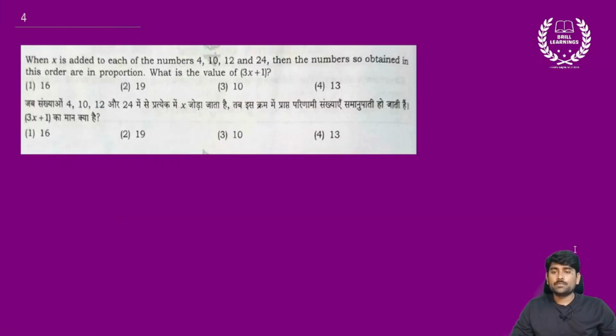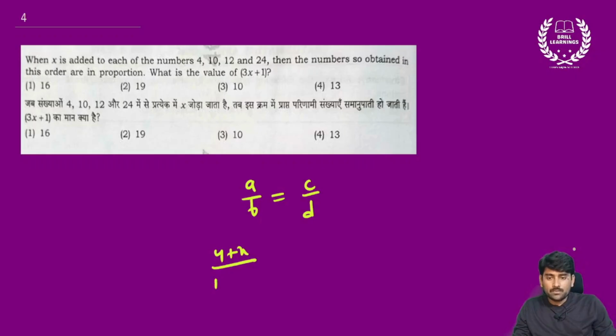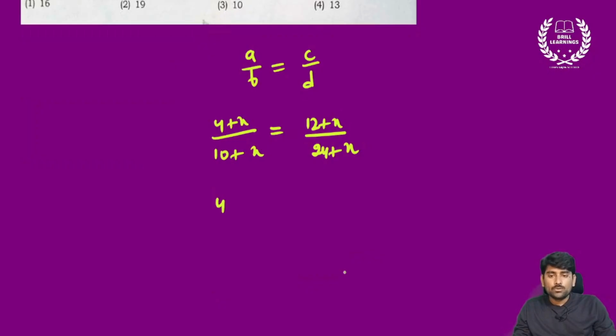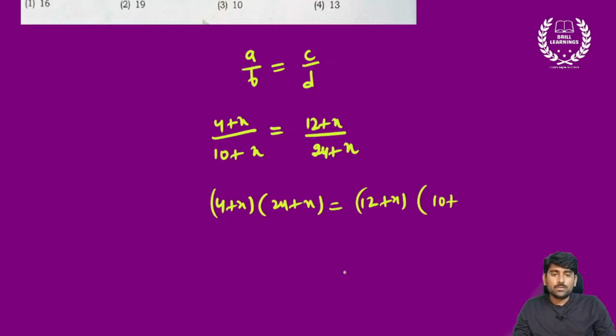X is added to each of the numbers 4, 10, 12 and 24. Then the numbers so obtained in this order are in proportion. Here they have given a proportionality question. So if 4 numbers A, B, C, D are in proportion, that means I can write it as A by B is equal to C by D. So likewise. And here X is added to each of the numbers. That means first one, 4 plus X by 10 plus X, which is equal to 12 plus X by 24 plus X, right? Solve this expression. Now 4 plus X into 24 plus X is equal to 12 plus X into 10 plus X.